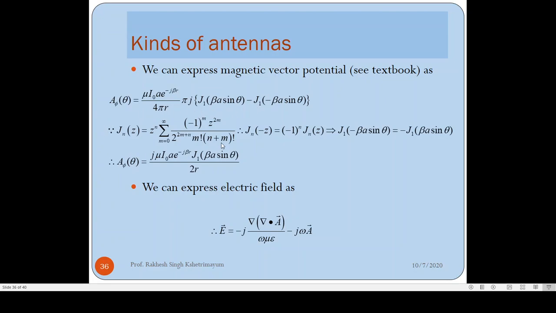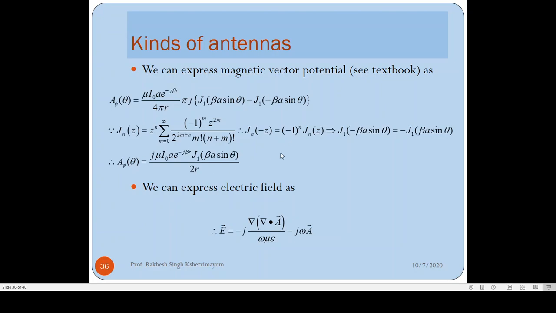You know that there is an infinite series expression for the Bessel function. We have discussed it in one of the classes. This is the infinite series expansion for the Bessel function of order n. If you put the argument minus z, what happens? This term will become minus 1 to the power n, J n of z. When n is 1, J1 of minus beta a sin theta should be equal to minus J1 of beta a sin theta. So this minus and minus will become plus. In that case, A phi will have an expression like this.